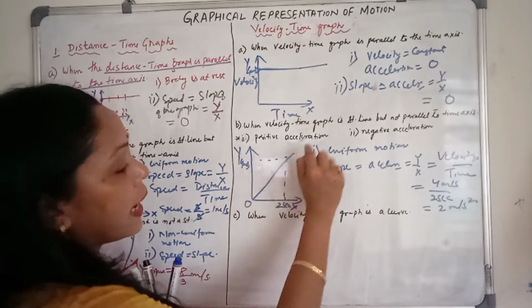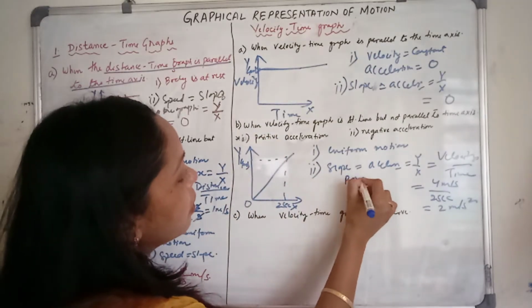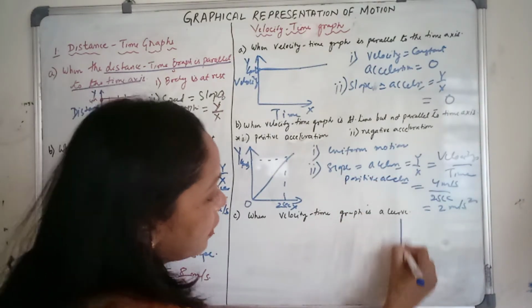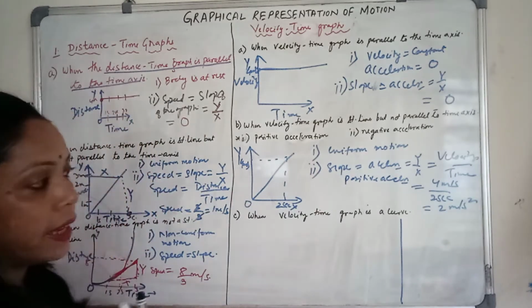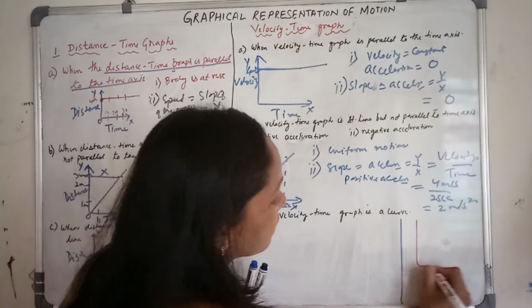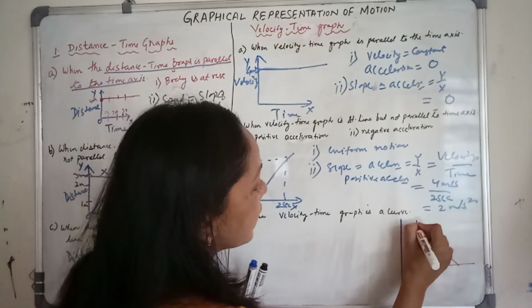Now this is a straight line going up. So this type of acceleration is called positive acceleration. Now for negative acceleration, I am drawing here, just see here, negative acceleration. Suppose your graph is like this. It means velocity is decreasing.